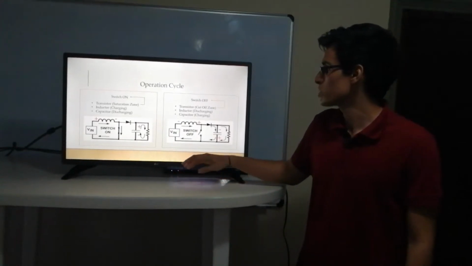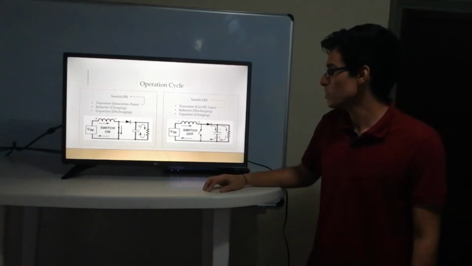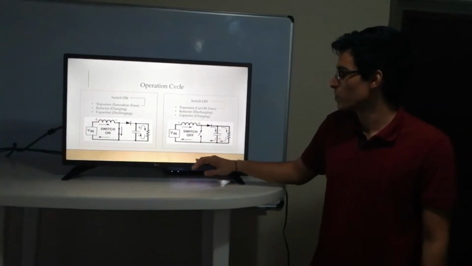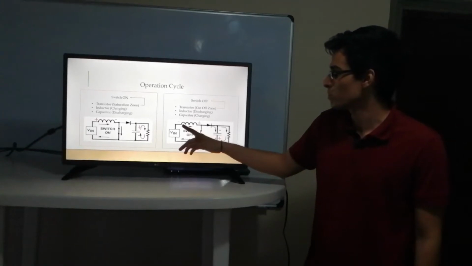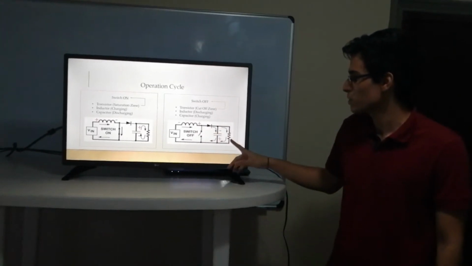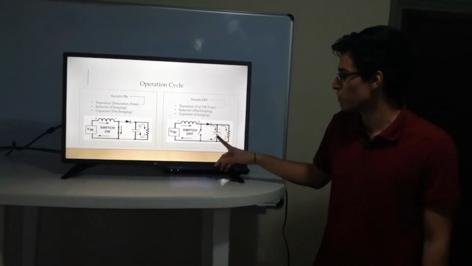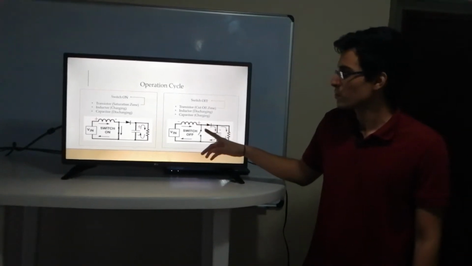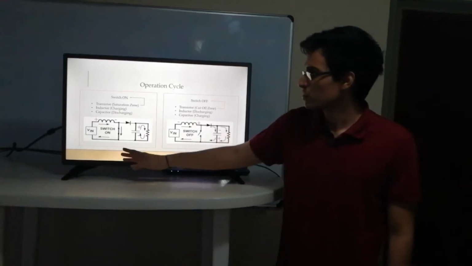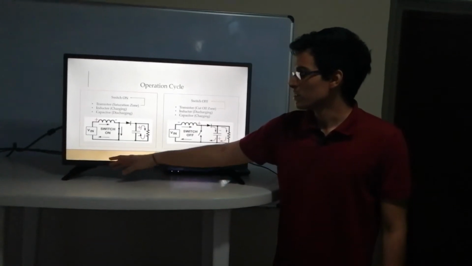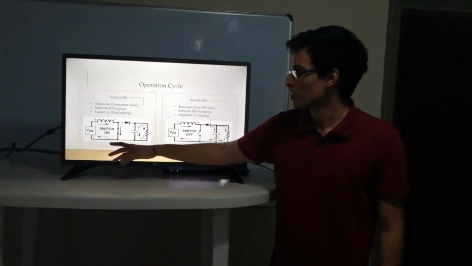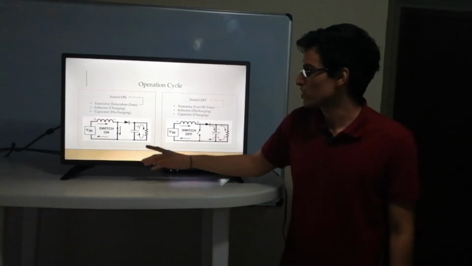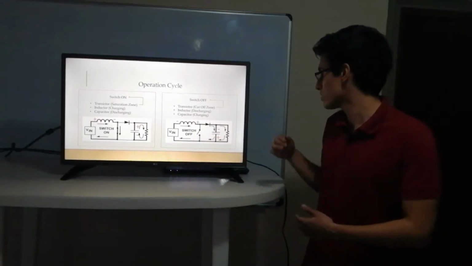And when the switch is off, we have only one network where the inductor is going to discharge, giving its energy to the load and to the capacitor. Here the capacitor is going to charge with this energy, and the cycle repeats, giving the inductor charging again and the capacitor discharging again, repeating the cycle once again.